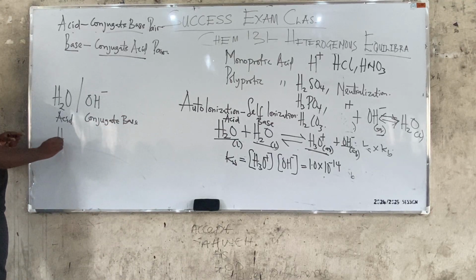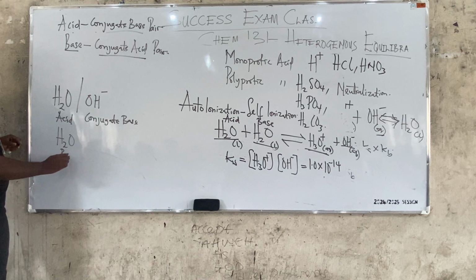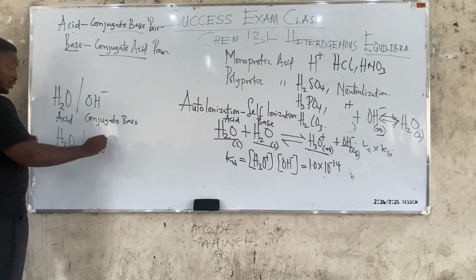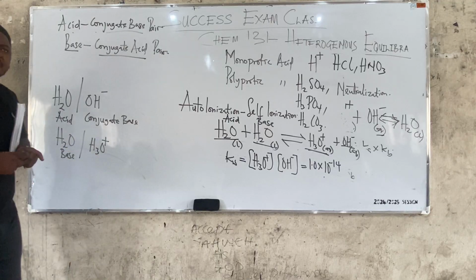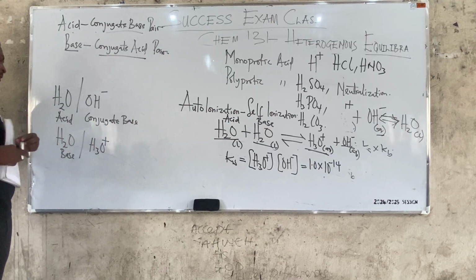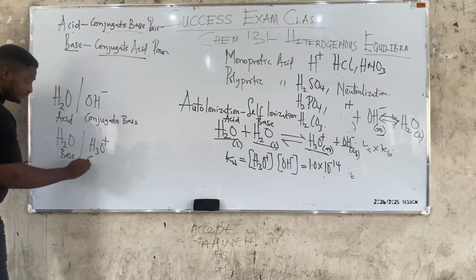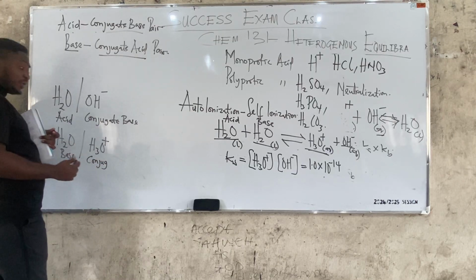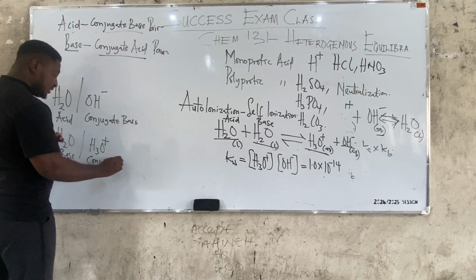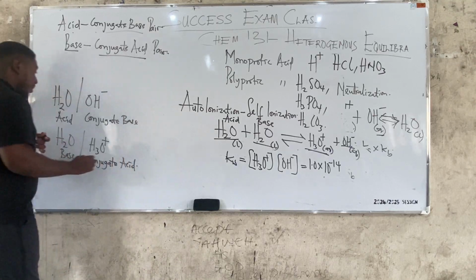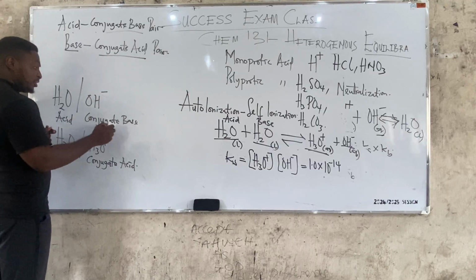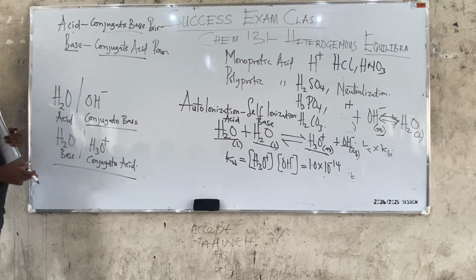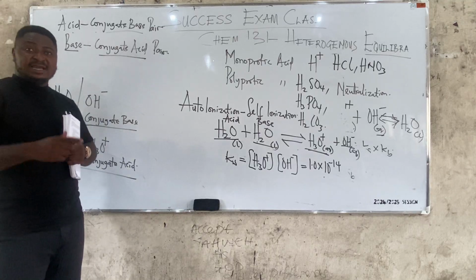But the conjugate acid of water as a base is H3O plus. So, to cut the long story short, the species formed when a base accepts a proton, or gains a proton, is the conjugate acid. But when an acid loses a proton, the species formed is the conjugate base. So don't be surprised that water is occurring twice, as an acid and as a base.